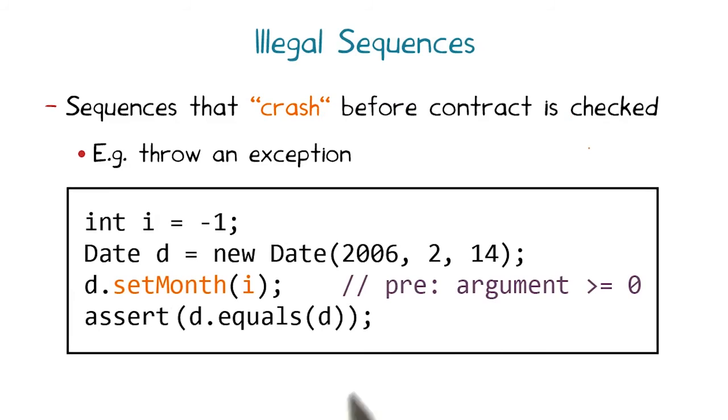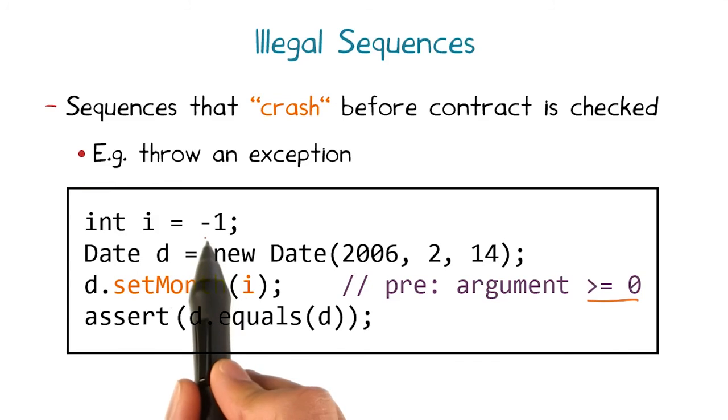Here is an example of an illegal sequence. In this test case generated by Randoop, the contract d.equals(d) is not even reached because the call to setMonth throws an exception. The reason is that a precondition of the setMonth method is that the argument i, denoting a month, must be non-negative, whereas in this test case, it is -1.